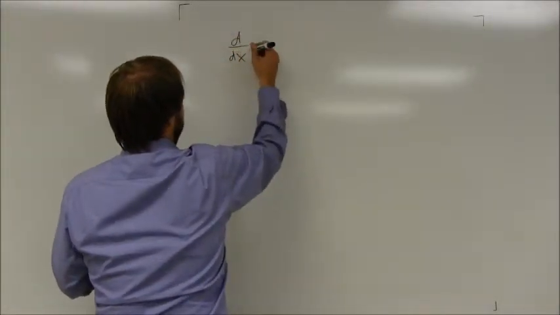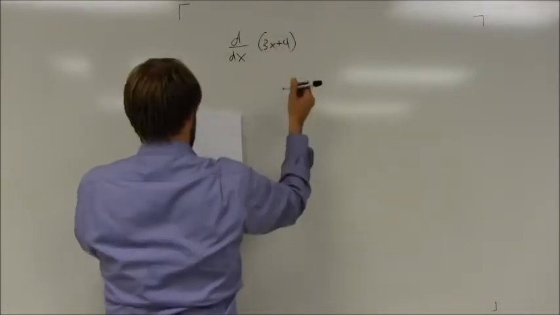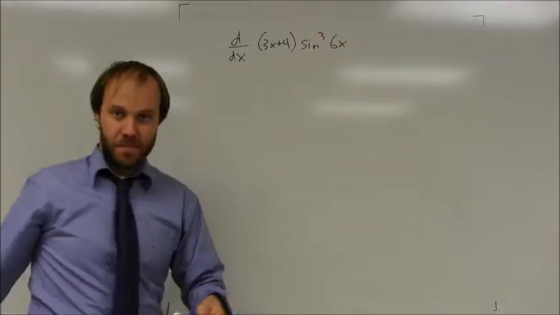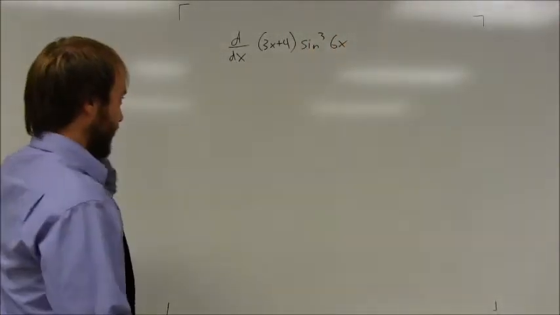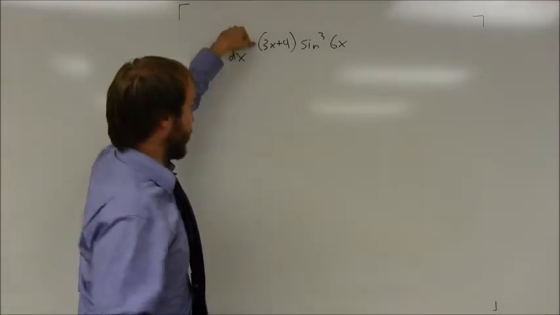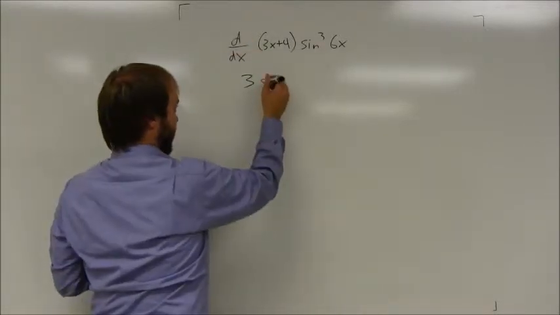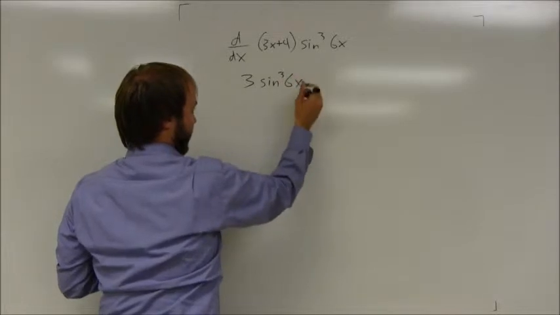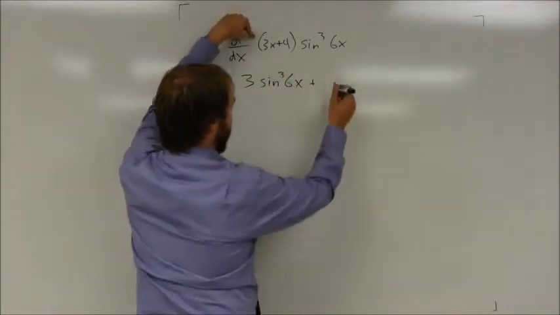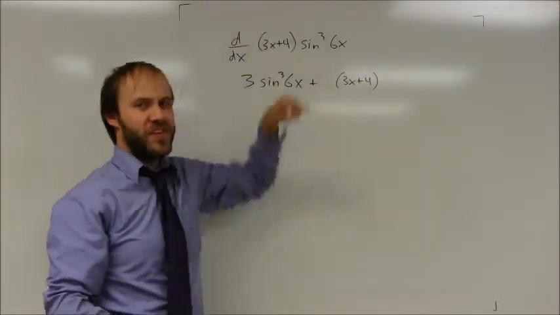Let me find the derivative of quantity 3x plus 4 times the quantity sine cubed of 6x. Okay? In this example, I take the derivative of the first term. Notice the derivative of the first term is just 3. Okay, so it's going to be 3 times the second term, sine cubed of 6x, so far we're going along great, plus the first term, quantity 3x plus 4, times the derivative of the second term.